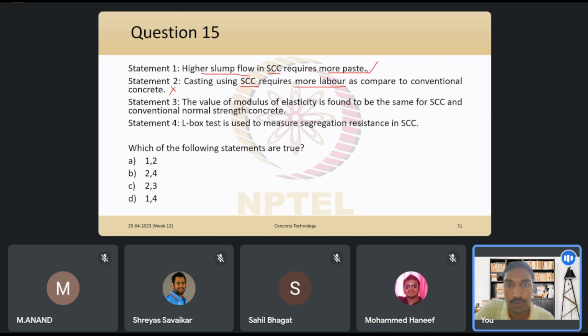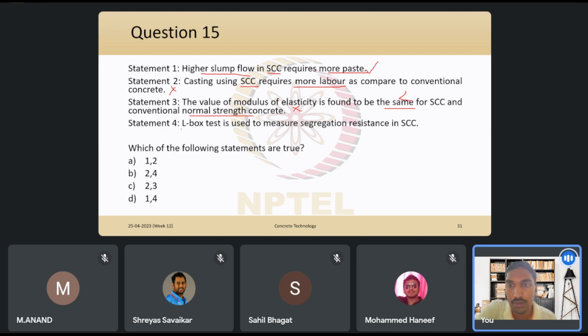Statement 3 is: the value of modulus of elasticity is found to be the same for SCC and conventional normal strength concrete. So this is also incorrect. Again, we saw this earlier. It is actually not the same, but for SCC it will be slightly lower. That is because it is related to statement 1: it has more paste content, and normal strength concrete aggregate generally has higher modulus of elasticity. Therefore, because SCC has higher paste content, its modulus of elasticity will be lower in comparison to conventional concrete. So this statement is also incorrect.